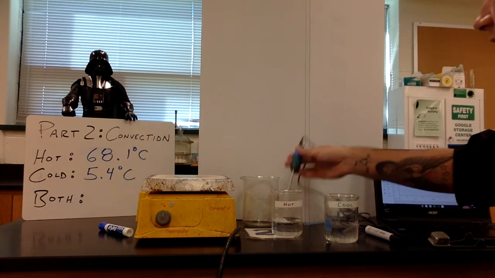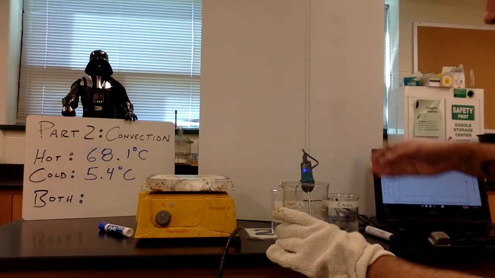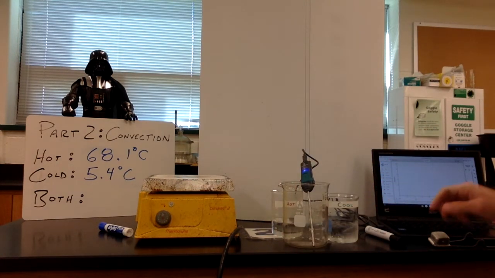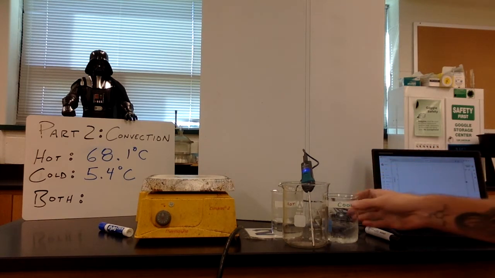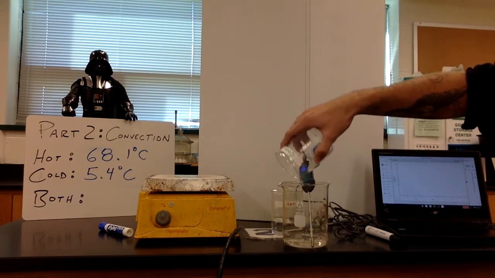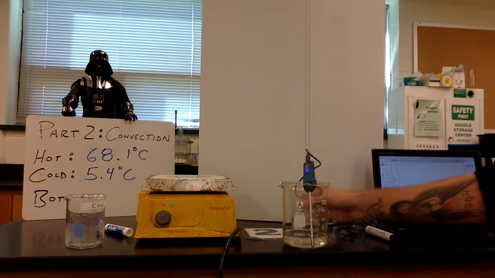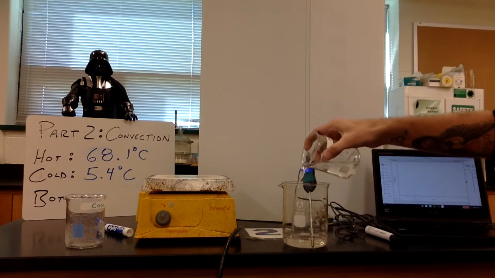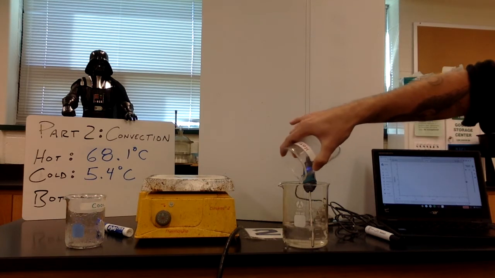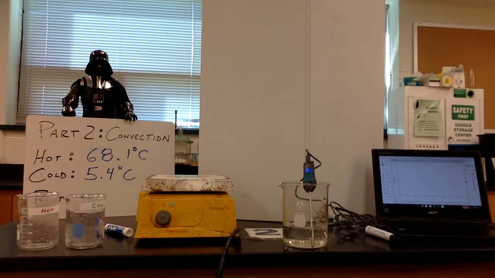So I'm going to set up my mixing beaker here with my temperature probe. I'm going to read off on this how the temperature changes. First, I'm going to put in the cool water, and now I'm going to mix in the hot, and just let it sit and allow convection to occur. We'll keep track of how temperature changes here.